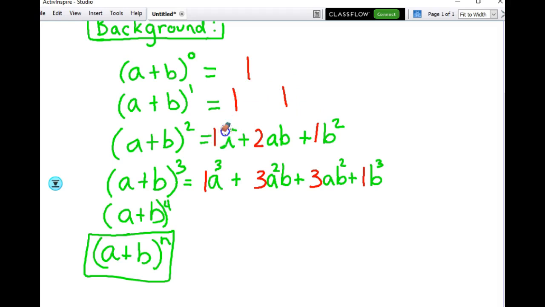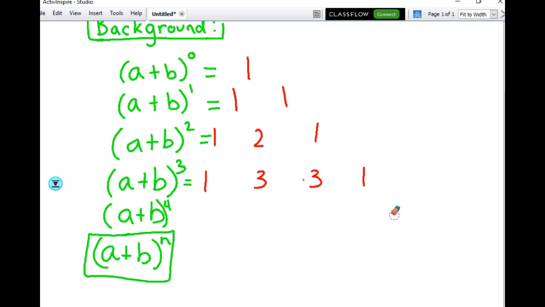And I want to just really focus on those red numbers, those coefficients. Okay, so let's focus on those for a minute. First of all, you'll notice that every row always starts off with a 1 and ends with a 1. Okay, the issue is going to be these middle numbers here. How am I going to get 2? How am I going to know what that is?